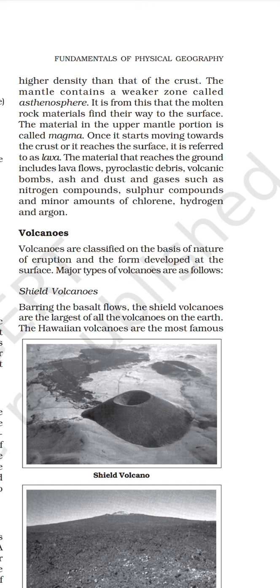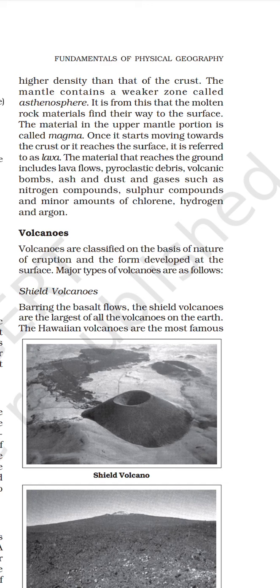The material that reaches the ground includes lava flows, pyroclastic debris, volcanic bombs, ash and dust, and gases such as nitrogen compounds, sulfur compounds, and minor amounts of chlorine, hydrogen, and argon. Volcanoes are classified on the basis of the nature of eruption and the form developed at the surface.